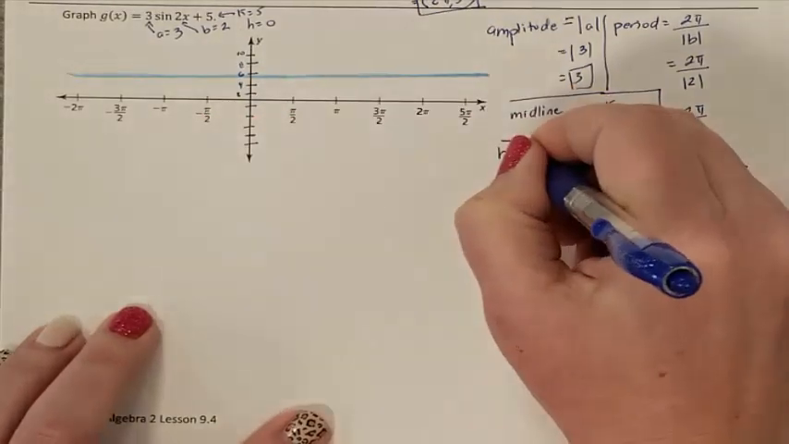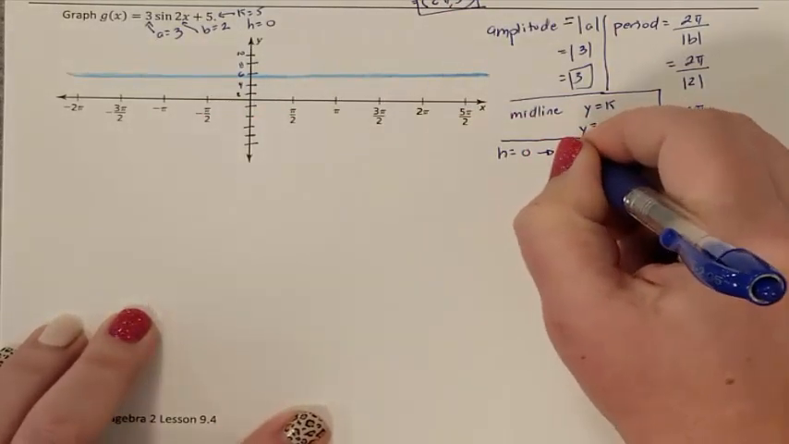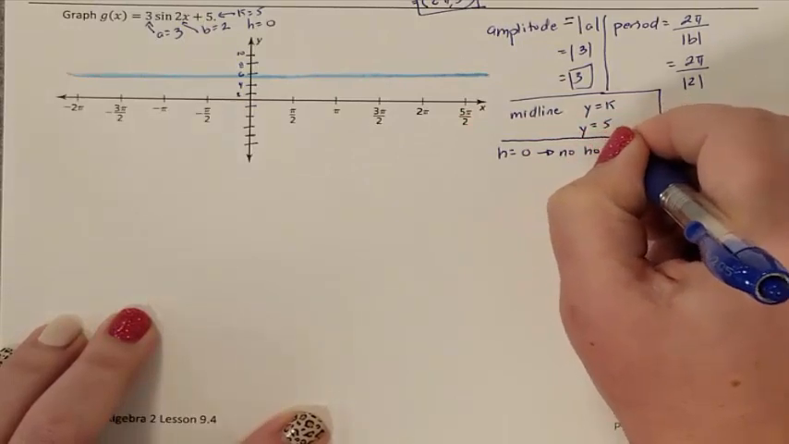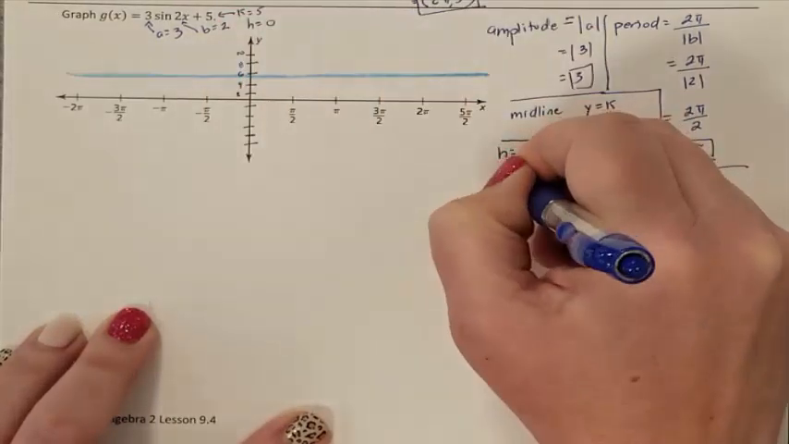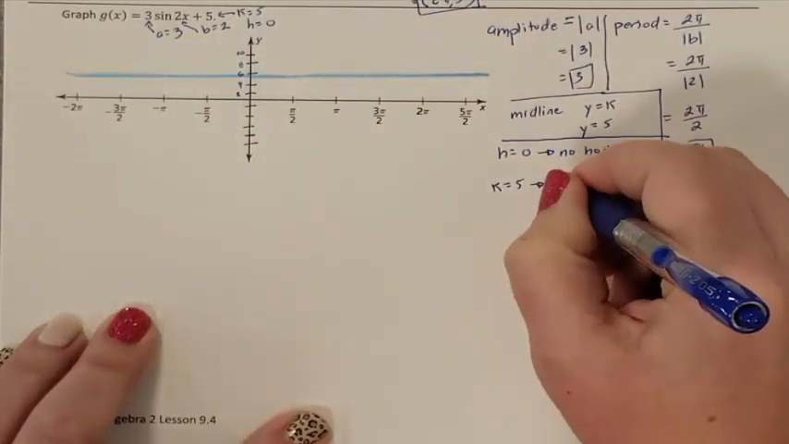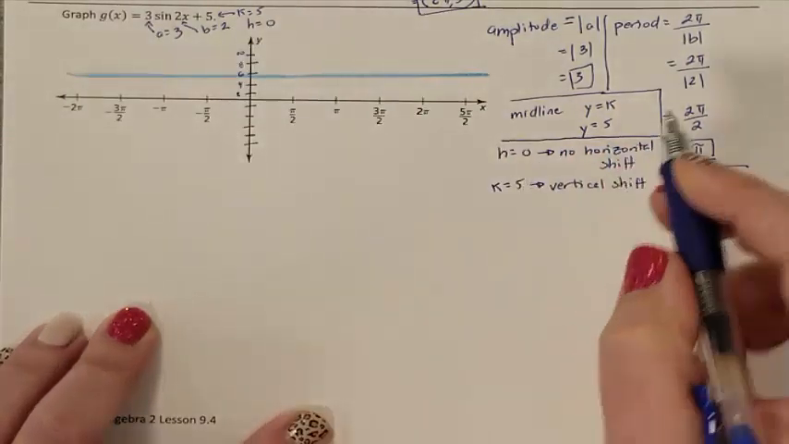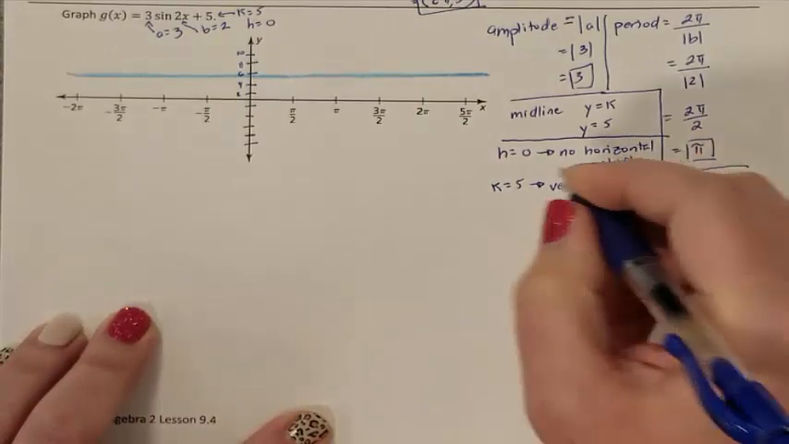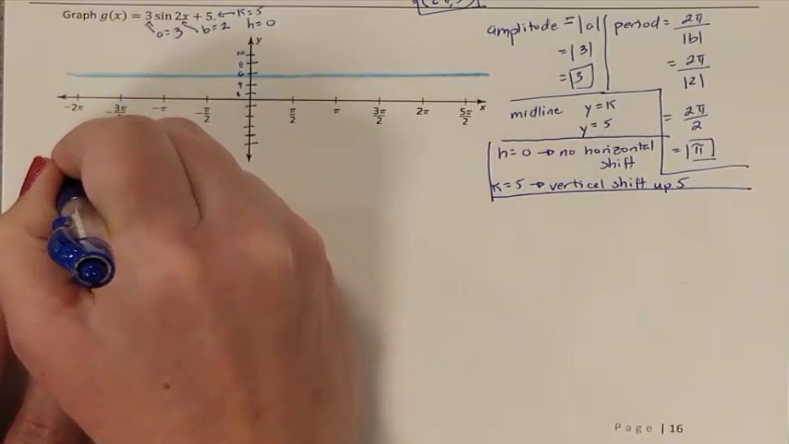Well, if that's my midline, let's see what the h and k do. My h is 0. H is the horizontal shift. Because it's a 0, that meant there was none. So we have no horizontal shift. My k value, which is 5, k tells us how much we're moving up and down, which meant we have a vertical shift. And because k is 5, our vertical shift is going to be up by 5. So now I just need to find my 5 key points.